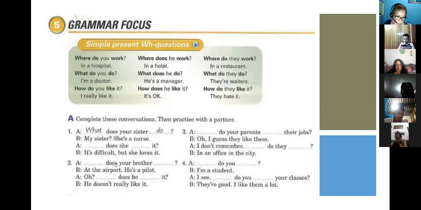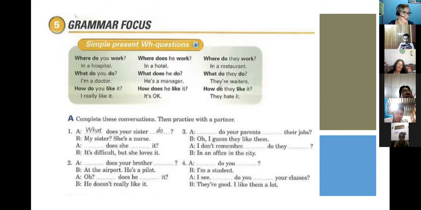Where does your brother work? At airport. He's a pilot. Oh, how does he like it? He doesn't really like it. Excellent. That's the answer. Where does your brother work? So ahí nos faltaba el where, de dónde, yeah. Like here. Aquí el work. Y how, I'm saying how. How he like. Excellent.